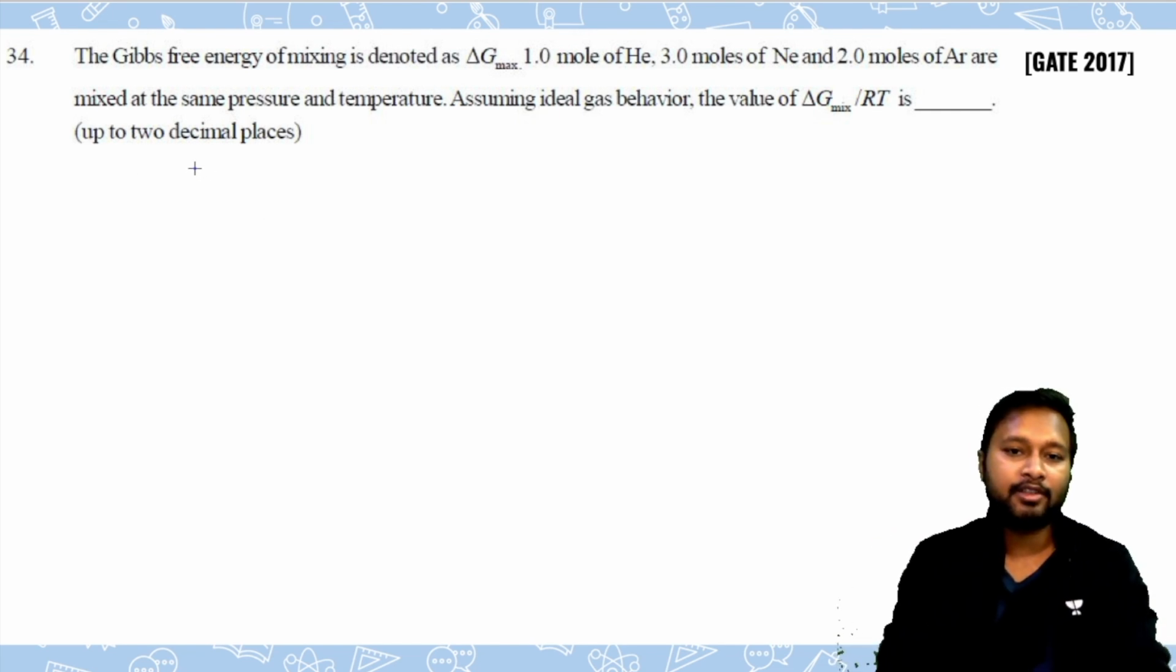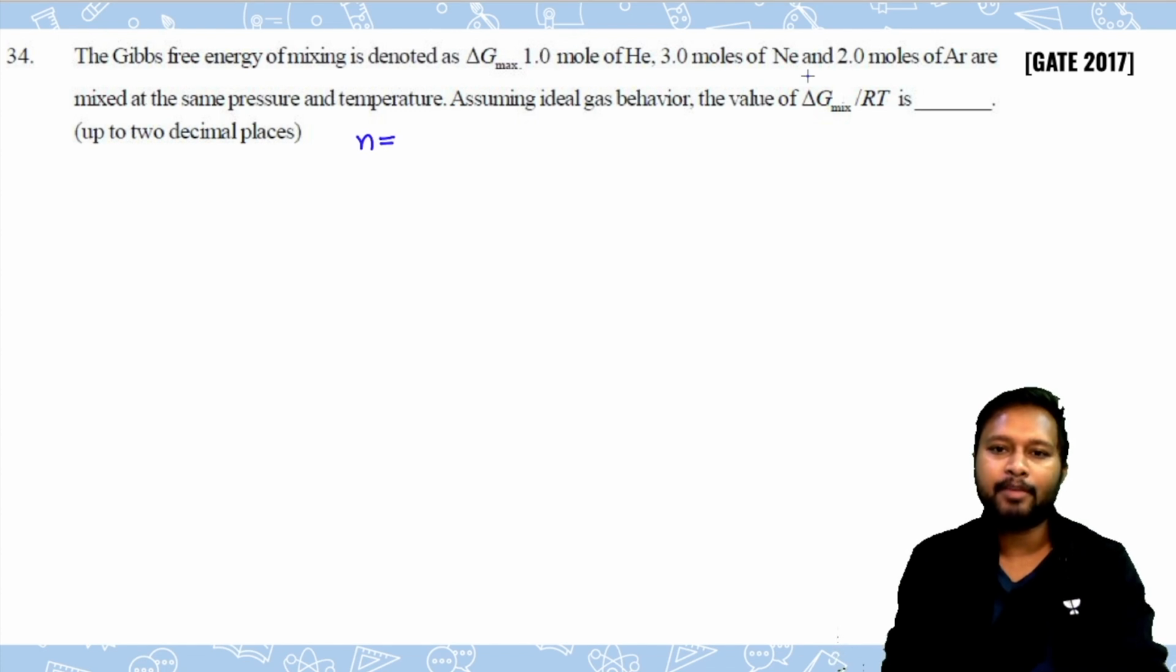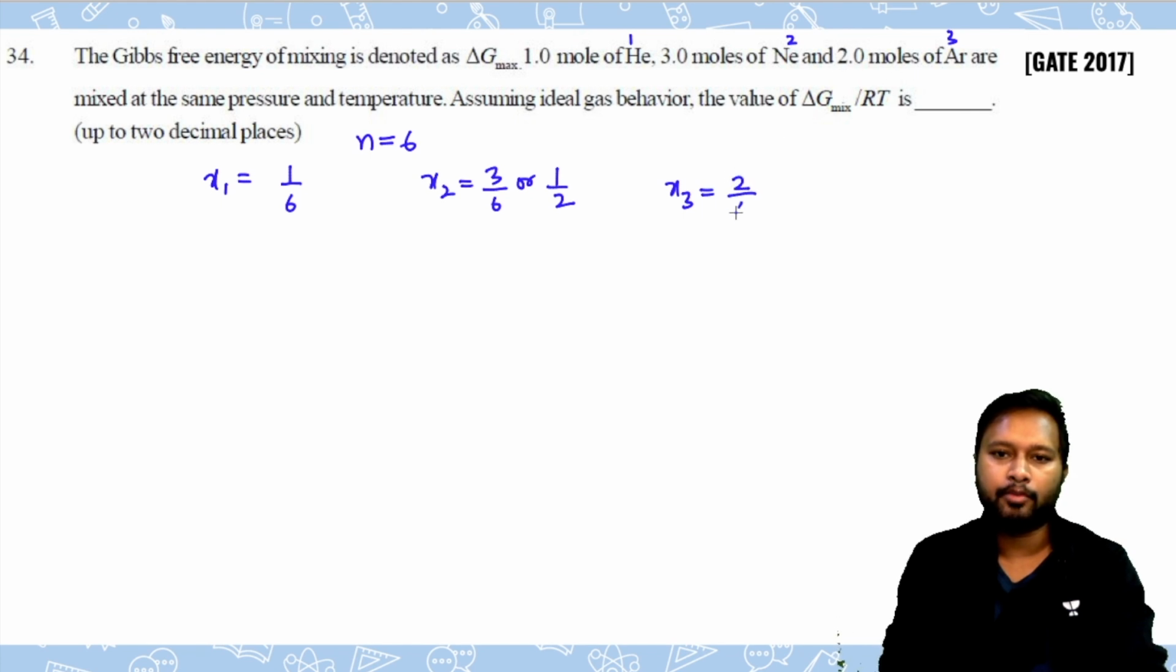So for that, the first thing is to find out the total number of moles. Total number of moles is 1 plus 3 plus 2, so 6. Now if I call them first, second and third, my x1, the mole fraction of the first, will be 1 upon 6 because 1 mole of this is taken. Then x2 will be 3 upon 6 or 1 upon 2, and my x3 will be 2 upon 6 because 2 moles of that is taken, so 2 upon 6 or 1 upon 3.